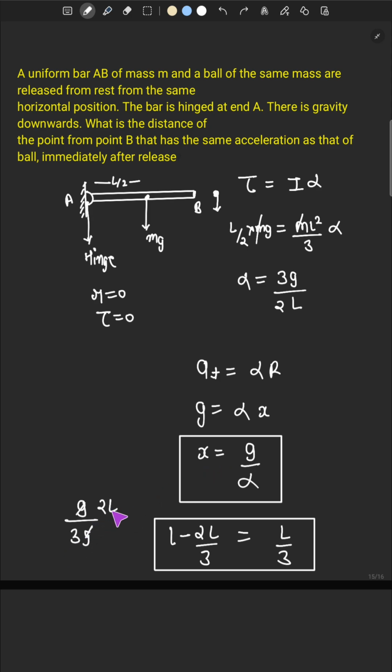by 3. Now this 2L by 3 distance is from point A, but we want it from point B. So the length of the rod is L, and L minus 2L by 3 is equal to L by 3.